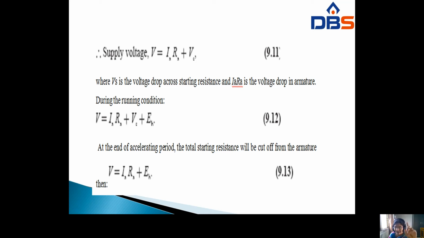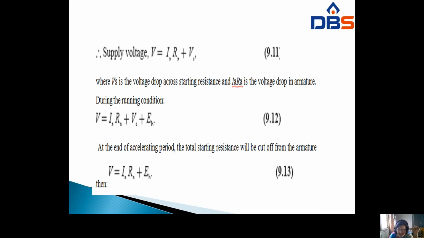Whenever the train is running, EB will be added. That means when the motor is in the running position, back EMF will be developed. But you can cut off that series resistance. Whenever the motor comes into the running position, at that time you can cut off that series resistance. So at that time Vs value will be 0.